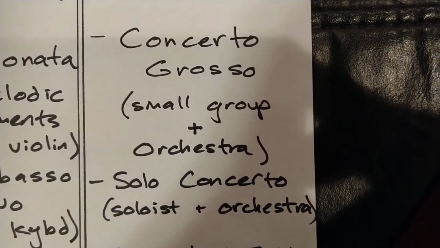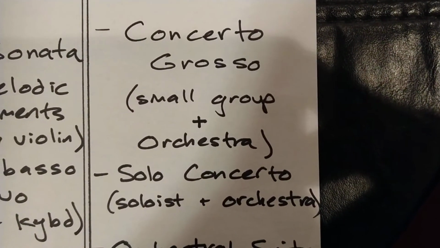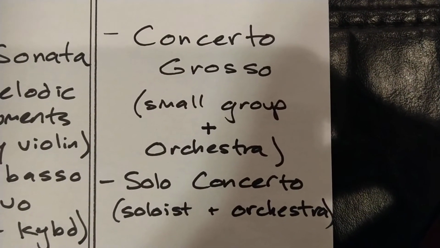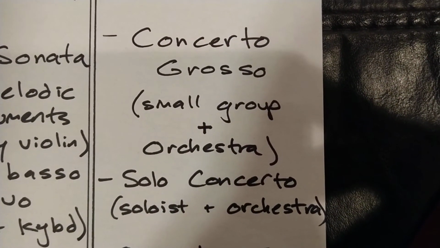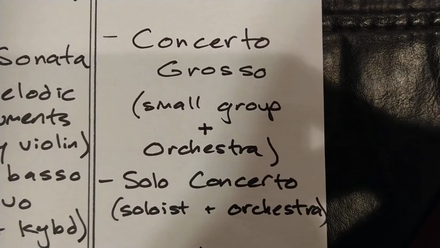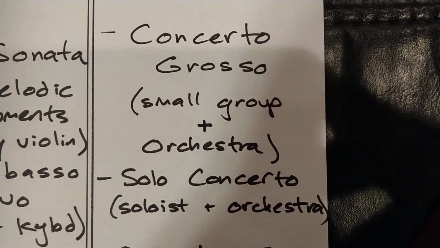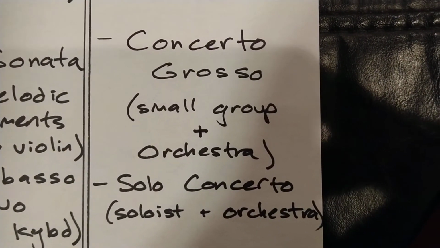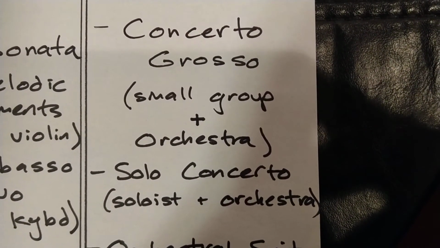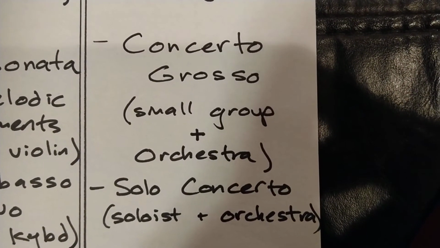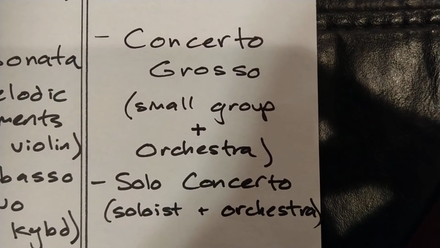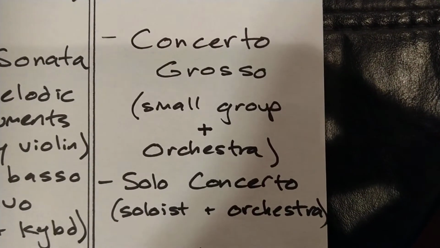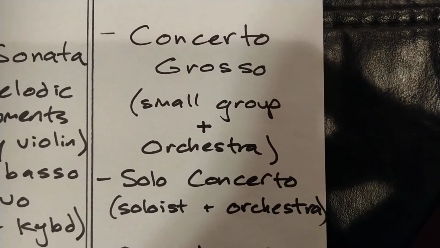There are 2 types of concerto, the concerto grosso and the solo concerto. The only difference between the 2 of these is a concerto grosso is a work not just for orchestra. It's a work for a small group and orchestra. And sometimes we hear just the small group playing, and sometimes we hear everybody, the entire orchestra and the small group, all playing together. So the idea is to have this interesting contrast between a small group and an orchestra.